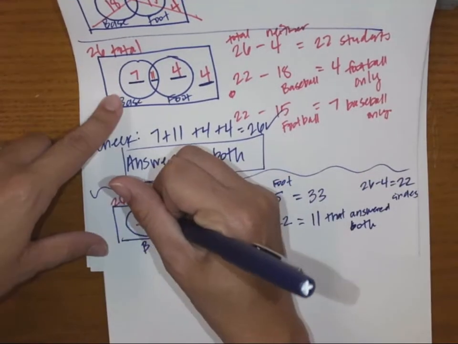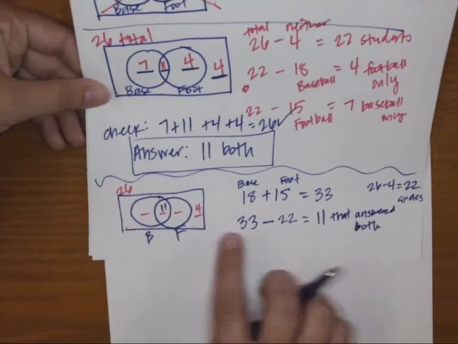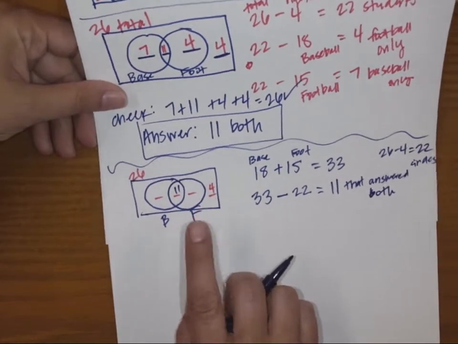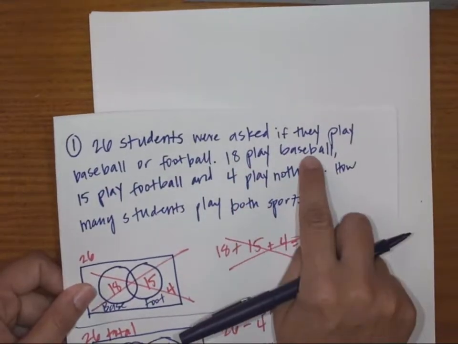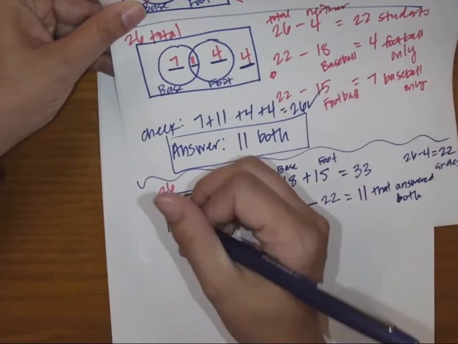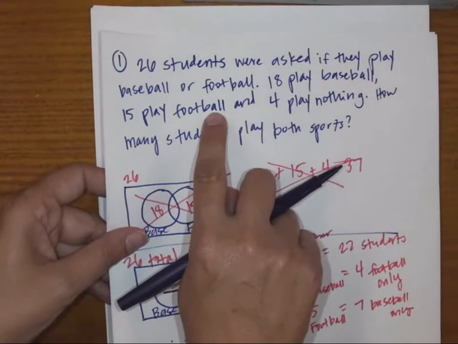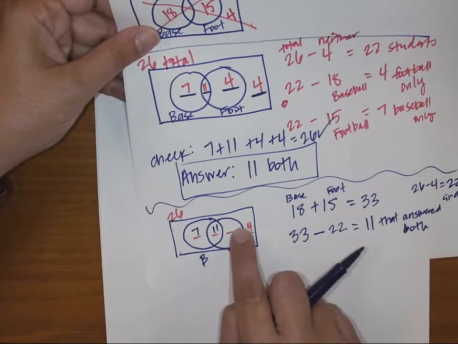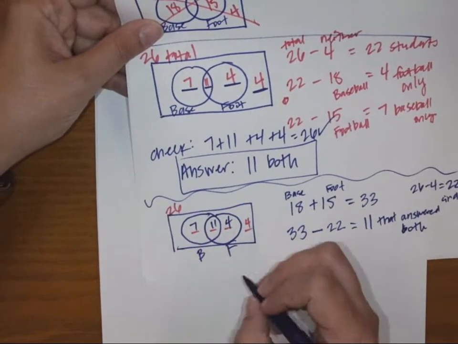So 11 is the number that goes in the middle, which technically is your answer. You could stop there, but let's finish it out just to make sure we did it correctly. Baseball is supposed to have 18. There's 11 here, so that makes 7 over here. 15 are supposed to play football, and 11's here, so that means 4 needs to be here.